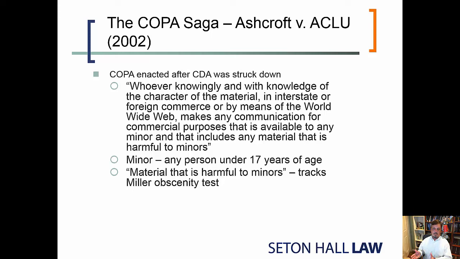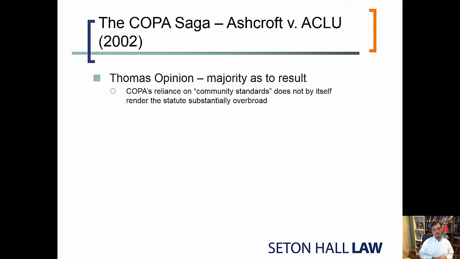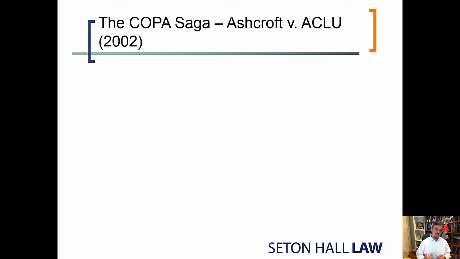Now, the district court issues a preliminary injunction against the enforcement of the statute. It goes up to the Court of Appeals and then goes up to the Supreme Court. So the posture is that there's a preliminary injunction finding the statute unconstitutional that gets up to the Supreme Court. The majority opinion is authored by Justice Thomas, the majority as to the result. You'll see there are a number of different opinions, and there is no majority as to the reasoning, but there is a majority as to the result. The majority as to the result says that the facial challenge, saying that this reliance on community standards renders the statute substantially overbroad, fails. The statute is not facially overbroad, it can refer to the community standards under the Miller test. But as you'll see, the case is remanded for further proceedings, and then it comes back to the Supreme Court again.